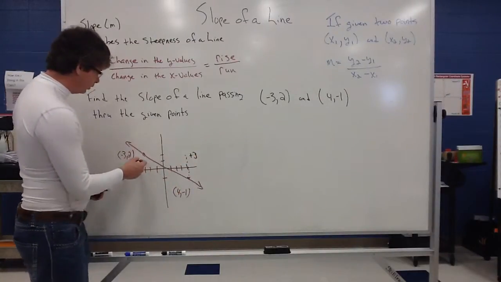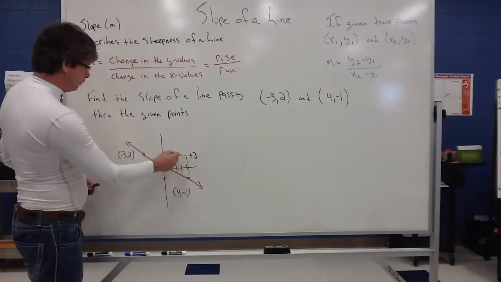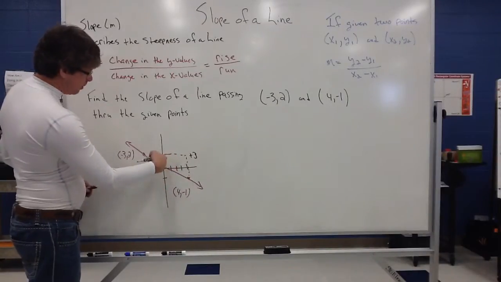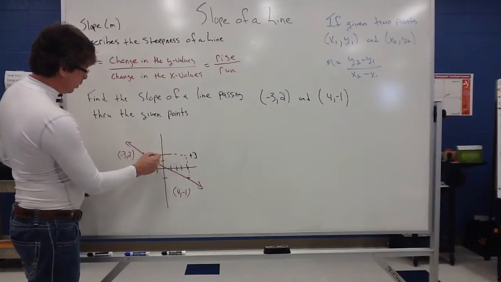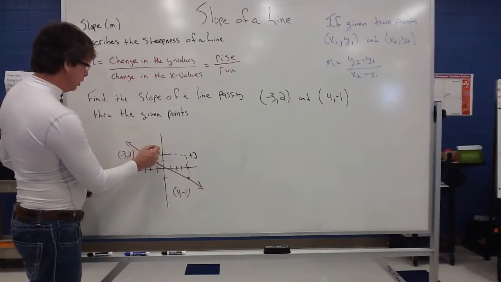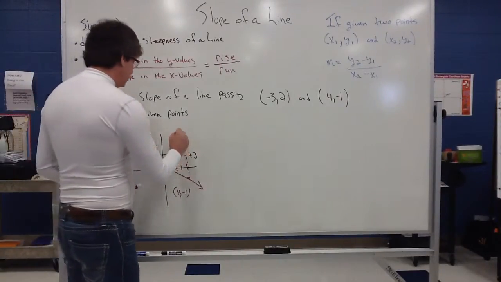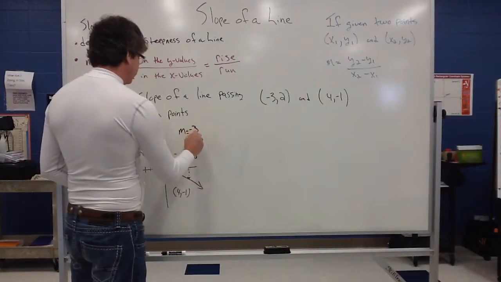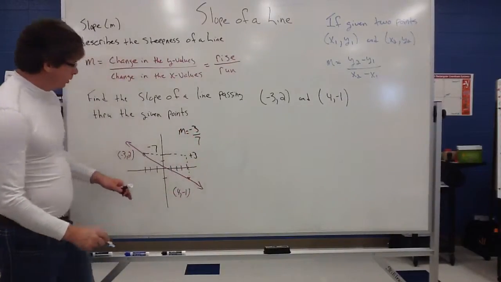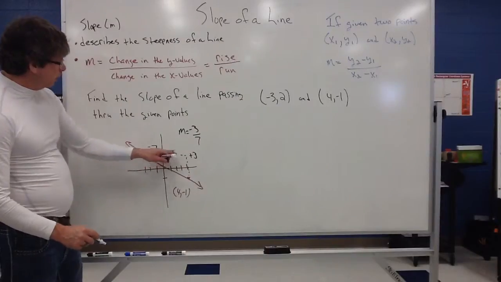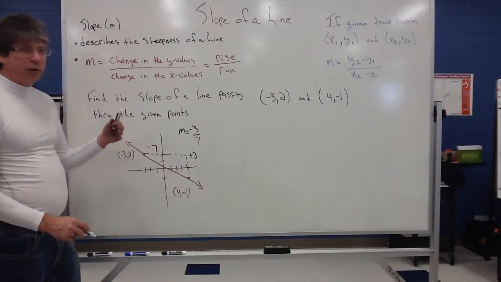I got to run over here to this point, so I got to get 4 to get back to the y-axis, and then I got to run over another 3, so that's going to be a run of 7. Notice that I went to a -7 there. So the slope of that's going to be then a -3/7. So you got a positive and a negative, so just put that negative. I usually put it out in front or on the top.